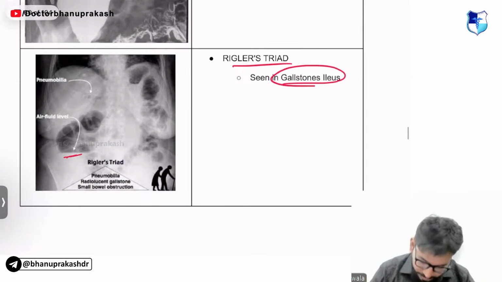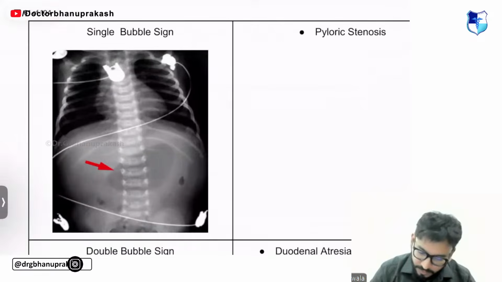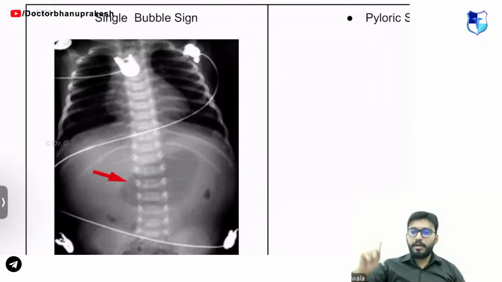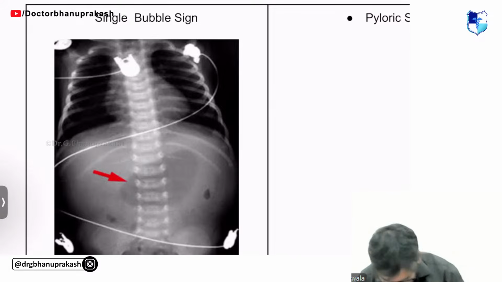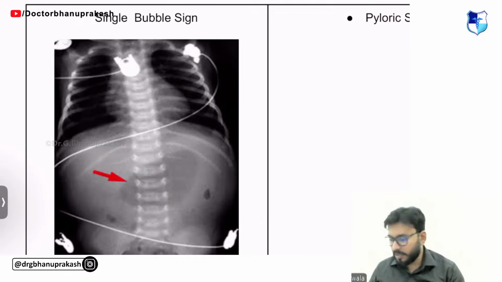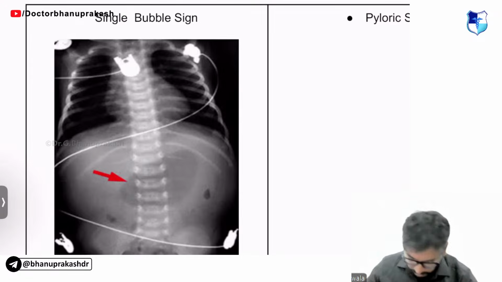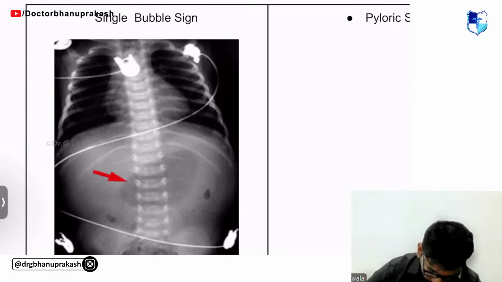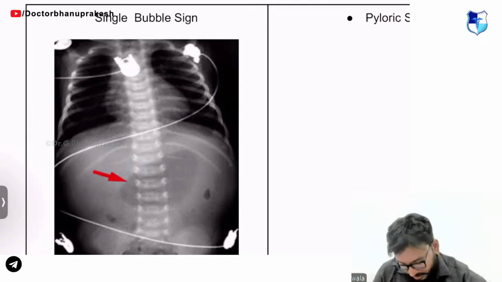Gallstone ileus. Okay. Single bubble, double bubble, triple bubble. Tell me. Yes, single bubble is seen in... Double bubble in duodenal atresia. Okay, very good.